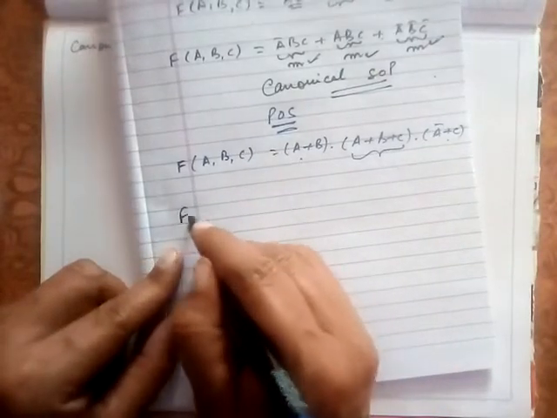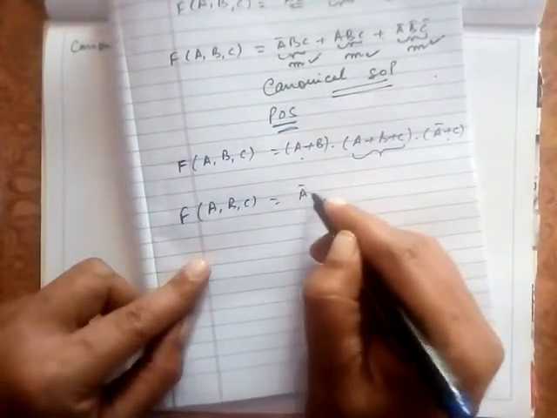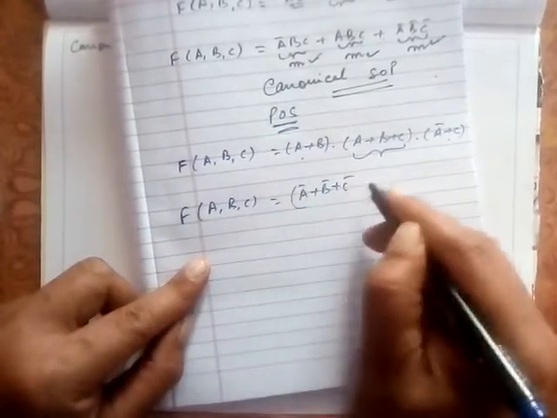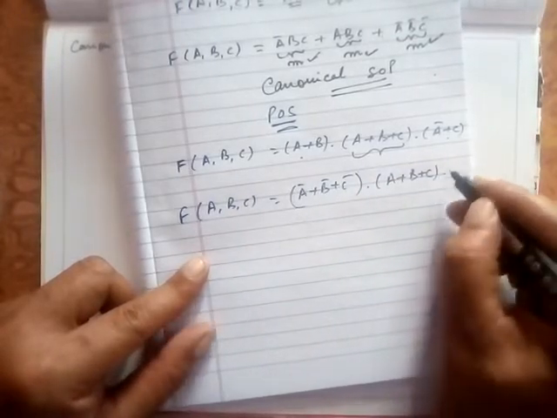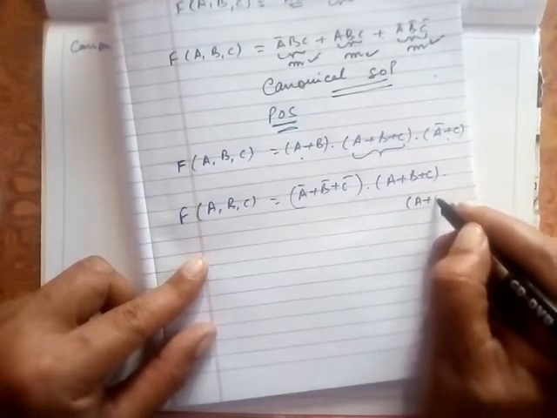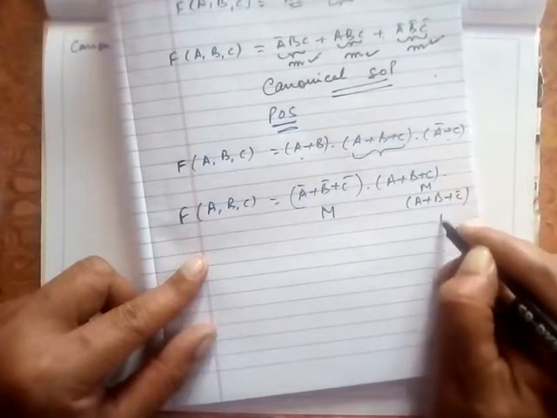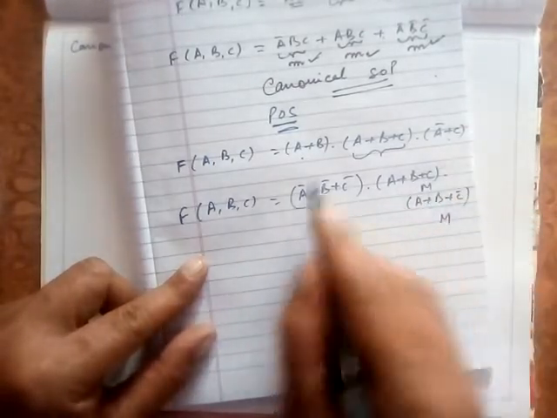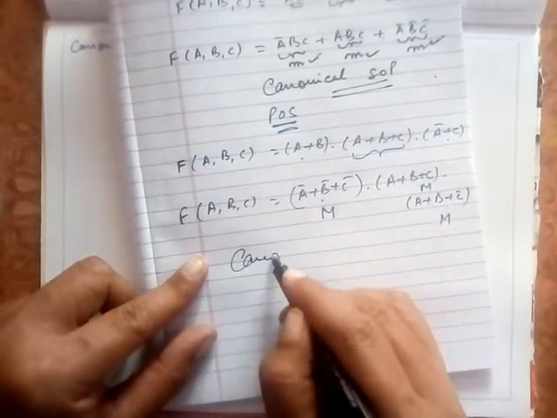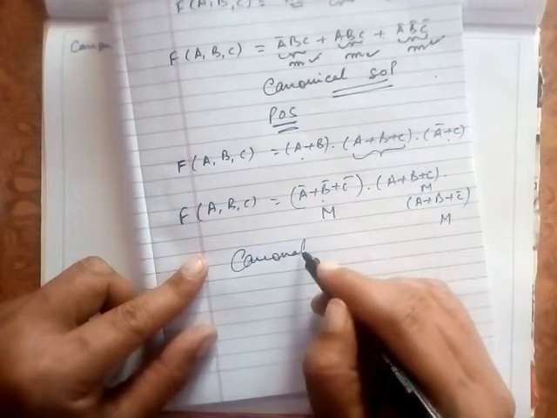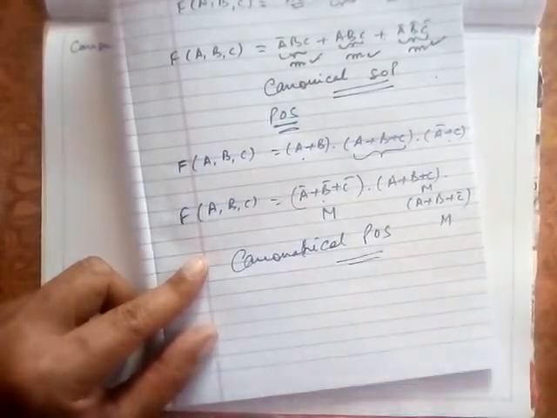Now I have another example. Suppose I say f, which is a function of ABC, and I say it is equal to a bar plus b bar plus c bar dot a plus b plus c dot some other thing. Suppose I say it is equal to a plus b plus c bar. Now if you see that this is a mixed term, this is a mixed term, this is a mixed term. Of course it is a product of sum. This is a sum, this is a sum, this is a sum, but every sum is a mixed term, and such form is called canonical POS form. I hope that this is clear to you.